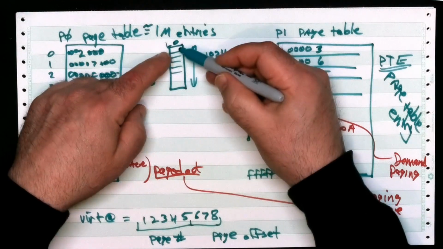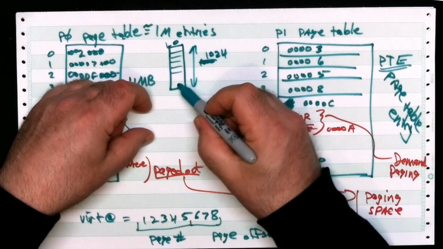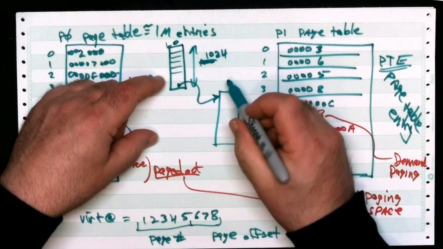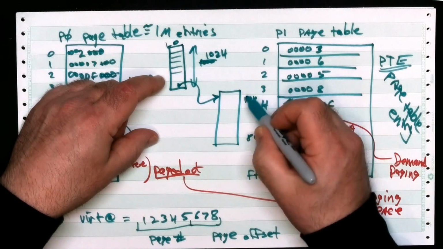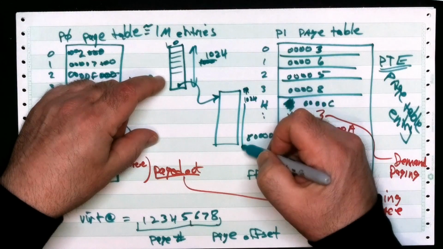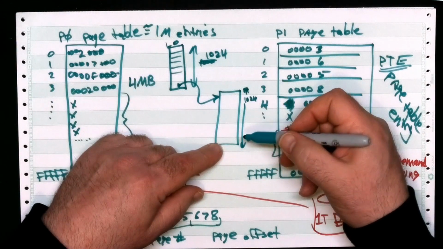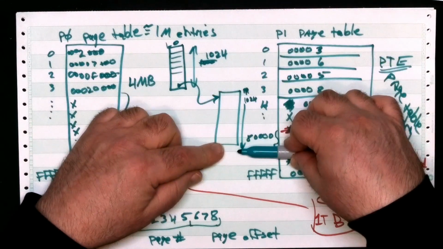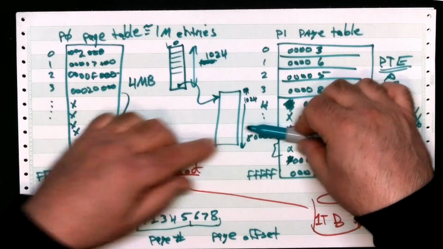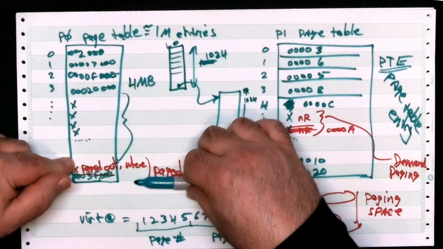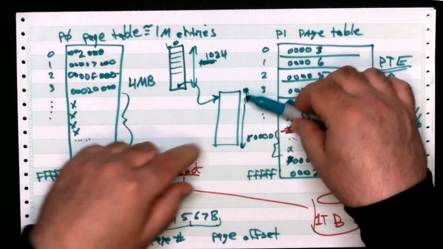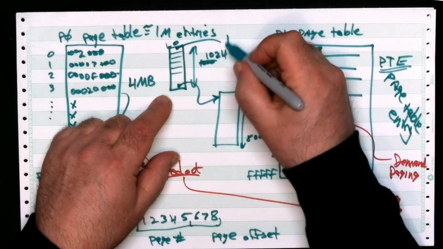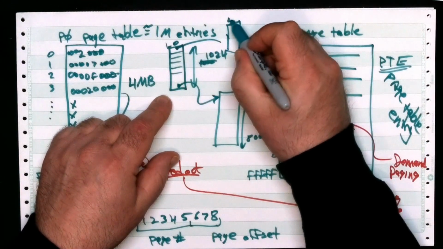If each one of these was a pointer to another table that had 1024 in it, right? Then that means there would be 1024 tables, each of which would have 1024 elements in them. That's 1 million elements. So what happens here is that this guy here would point to a table up here. These are level 1 page tables.